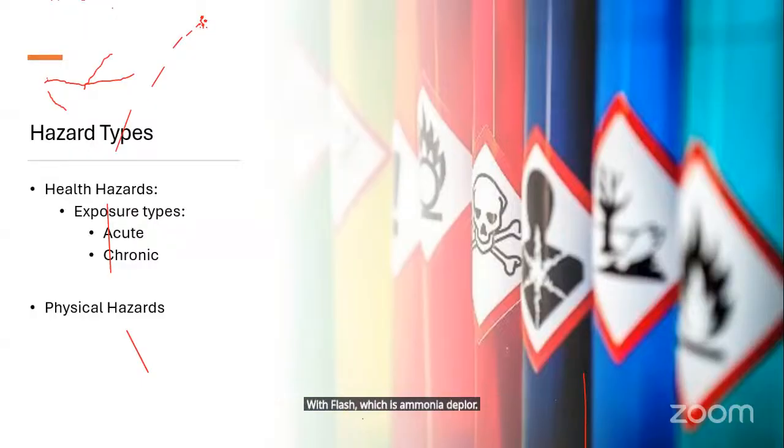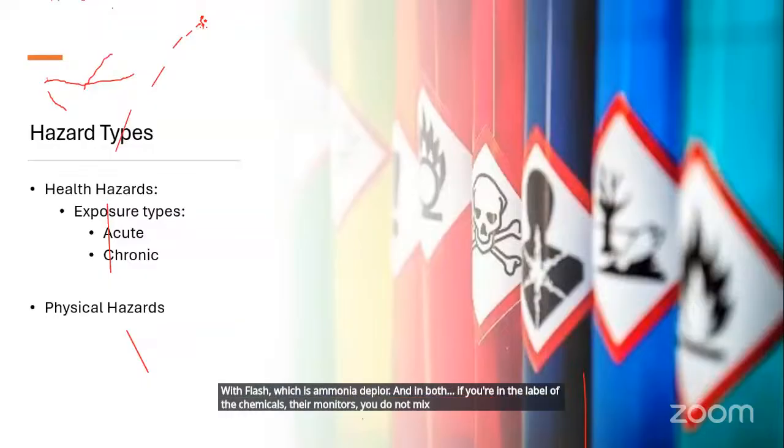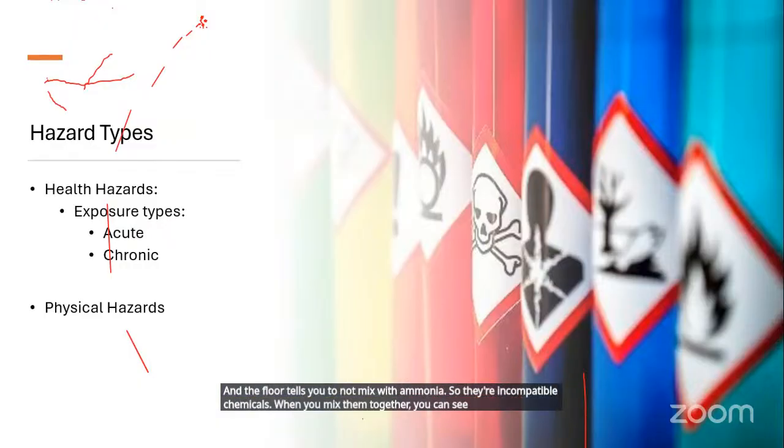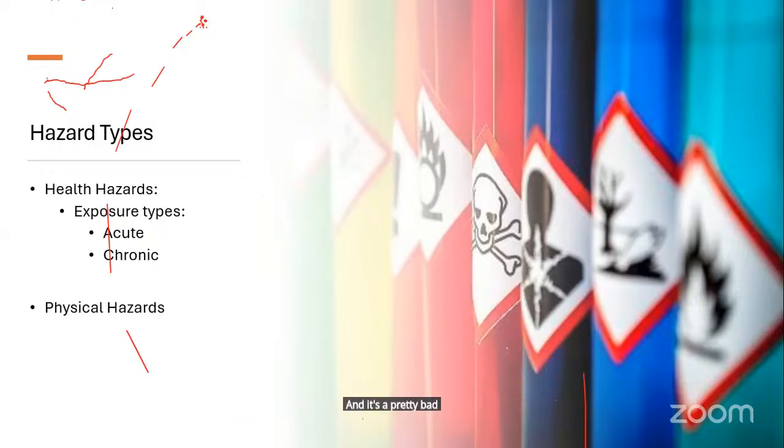If you read the labels of the chemicals, the ammonia tells you do not mix with chlorine, and the chlorine tells you do not mix with ammonia. So they're incompatible chemicals. When you mix them together, you can see the reaction starts. Vapor starts coming out, with a very bad smell, and it can kill you if you don't get out. So don't mix chemicals until you are sure.